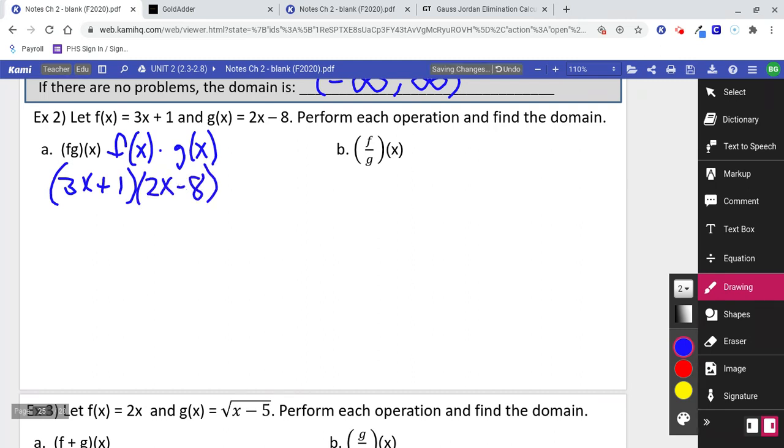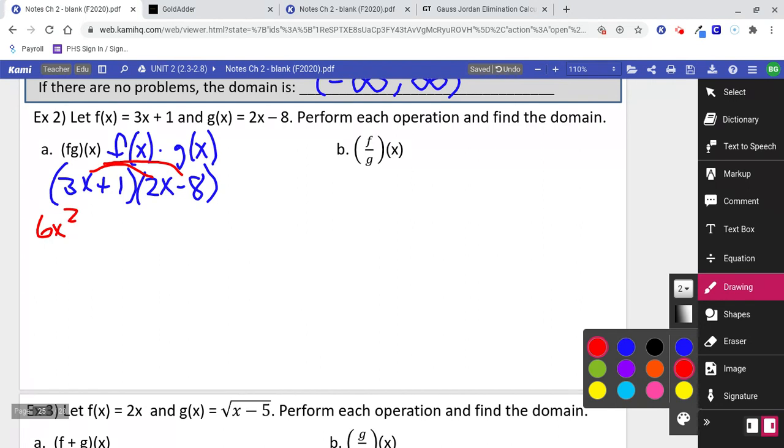So we're multiplying. Some of you might call that a FOIL. Some of you might call it distributive property. Distribute, you're going to have 6x squared minus 24x plus 2x minus 8. Combine your like terms. That's 6x squared minus 22x minus 8.